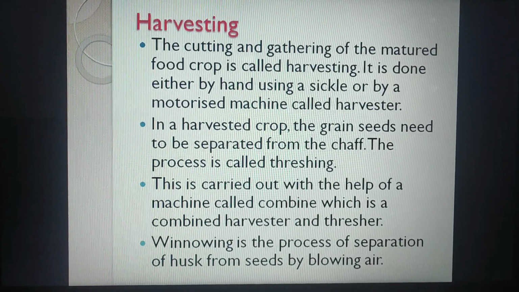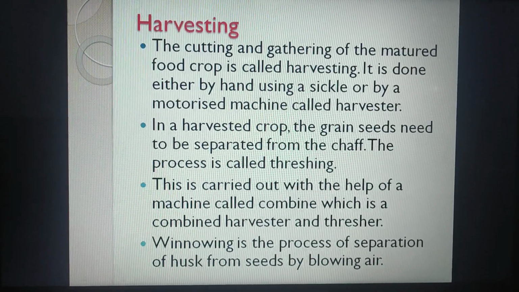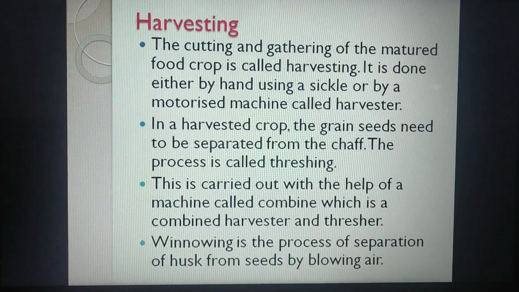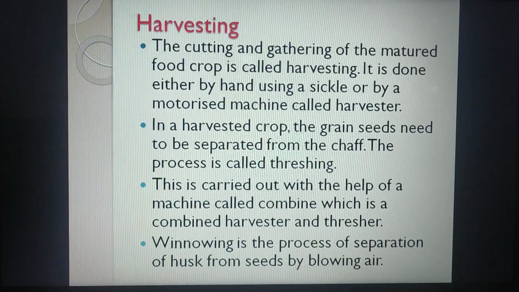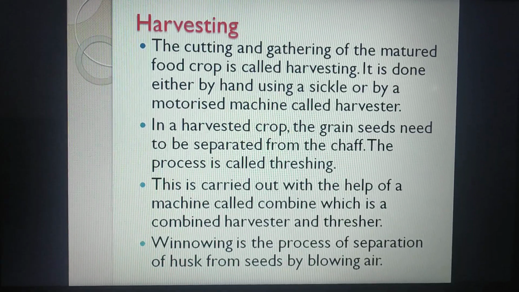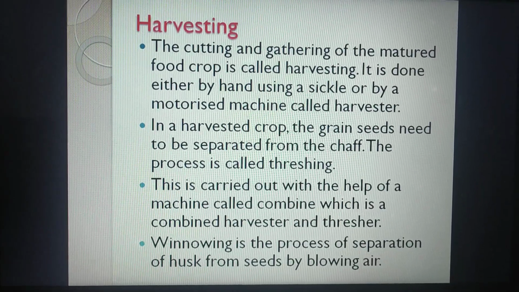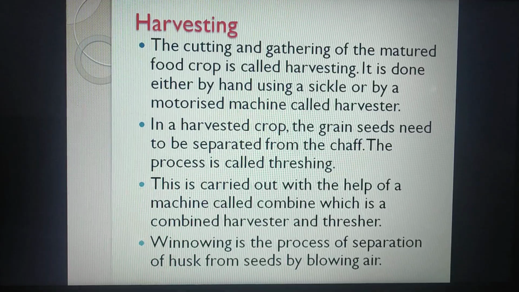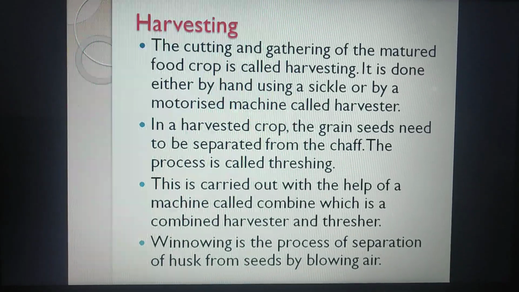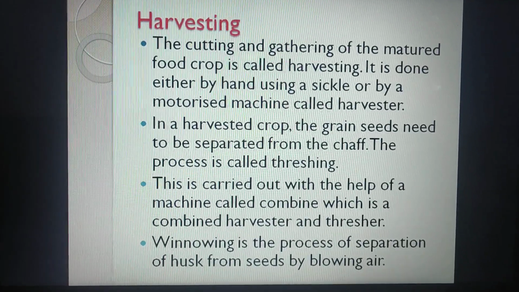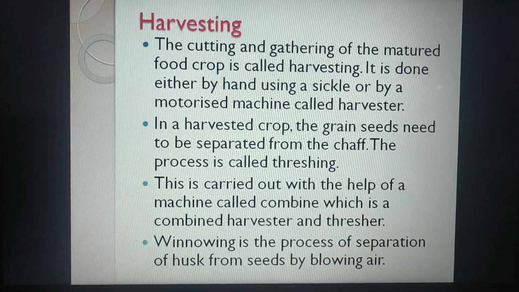Now after separating the grain, or one thing more is here, the threshing is done. It is carried out with the help of a machine called combine, which is a harvester as well as thresher. So means combine is a machine which perform both the functions, harvesting as well as threshing.